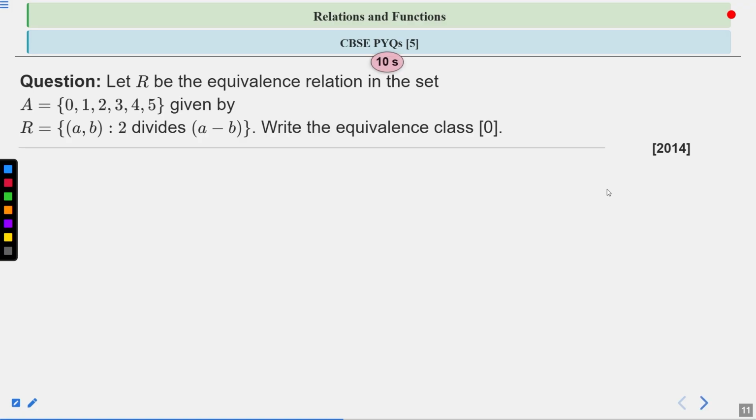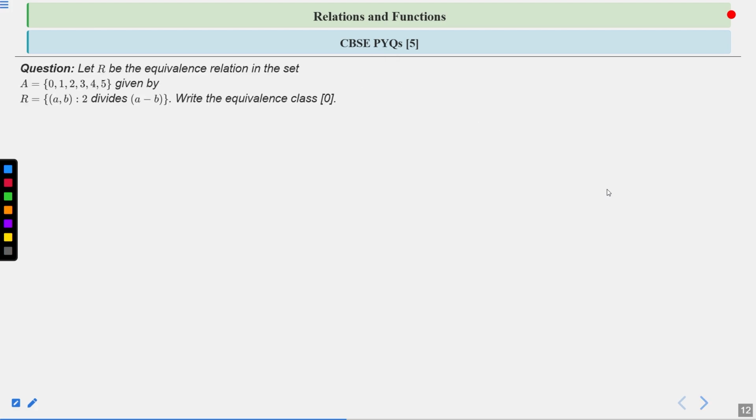Okay, again you have 10 seconds to solve or think about this question. After that, we will discuss the solution part, right? Okay, let us move to the solution part. The question was, the set A was given as {0, 1, 2, 3, 4, 5}, and the relation R is defined as (a, b) such that 2 divides a minus b. So we basically have to write the equivalence class of 0.